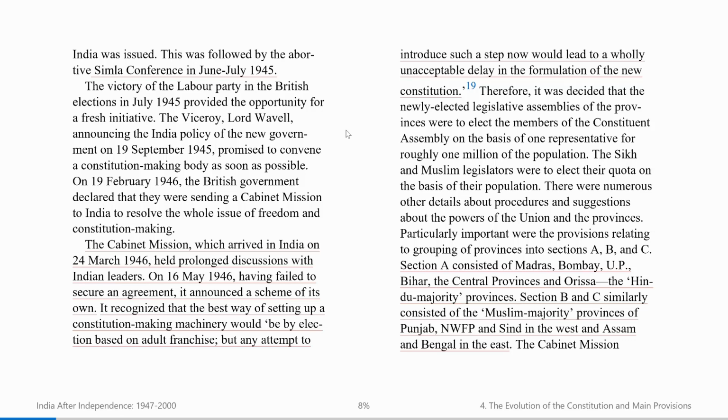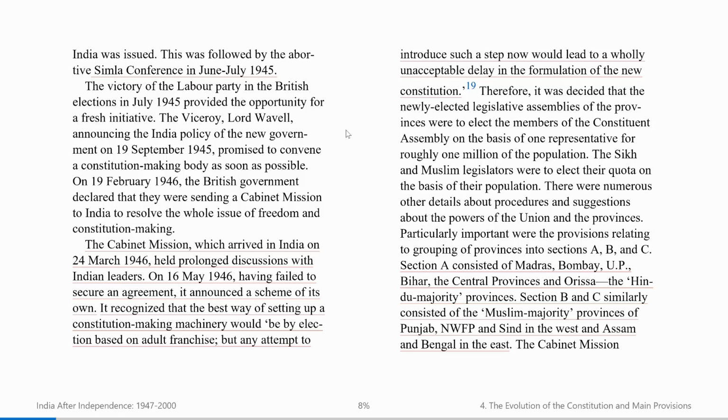But the idea began that we should have a constitution-making machinery, and they decided to have provinces like A, B, and C, in which Madras, UP, Bombay, Central Provinces and Odisha will become provinces, and B and C consisted of Muslim majority provinces of Punjab, Northwest Frontier, Sindh in the west, and Assam and Bengal in the east. So that became the Cabinet Mission Plan.